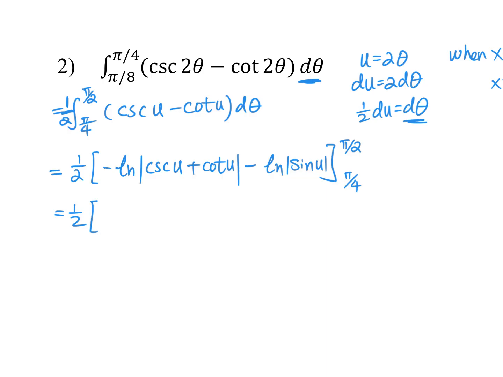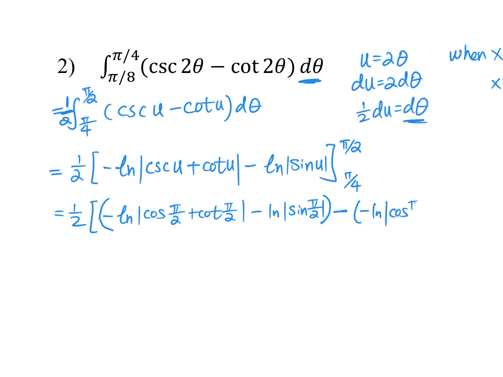So let's first plug in the pi over 2. So cosecant pi over 2 plus cotangent pi over 2, minus ln absolute value of sine of pi over 2. Actually, we plug in pi over 2 here into here, right? Now, time for us to plug in pi over 4, so minus, the pi over 4, ln cosecant pi over 4. I'm sorry that I wrote it wrong.